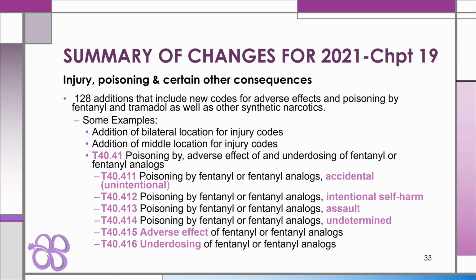The poisoning and adverse effects, they have poisoning by fentanyl or fentanyl analogs, accidental, meaning unintentional. You have intentional self-harm, you have assault, undetermined, you have adverse effects, and underdosing. So many of those for the different categories equate up to the 128 different changes.